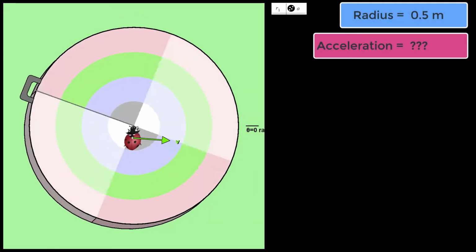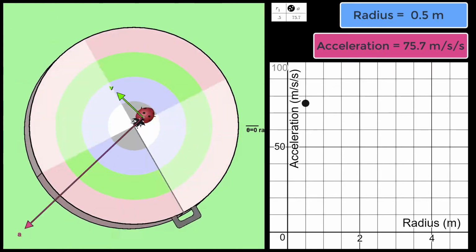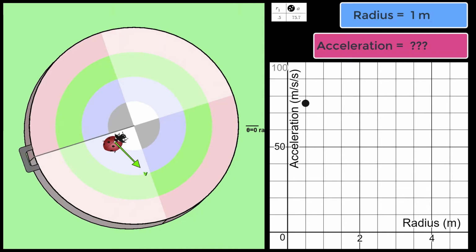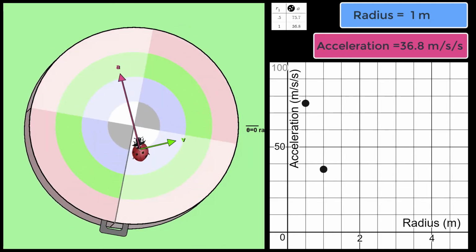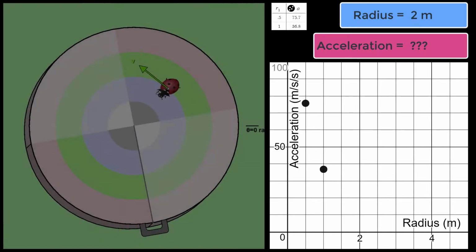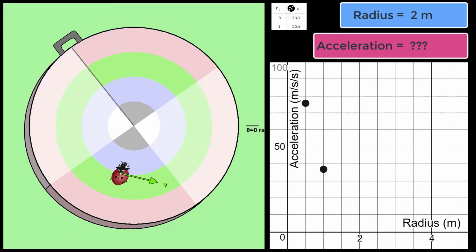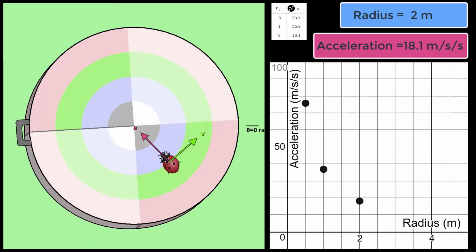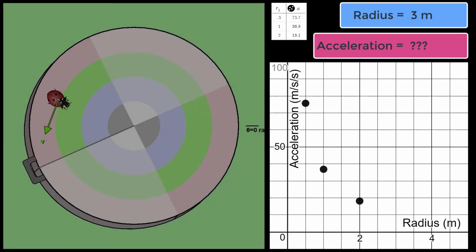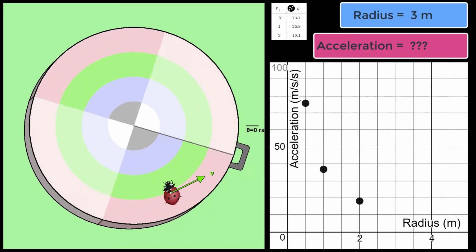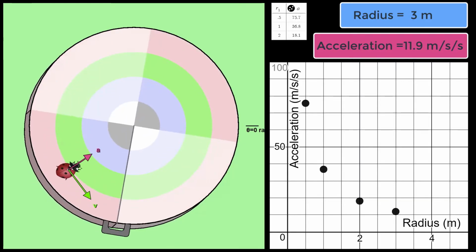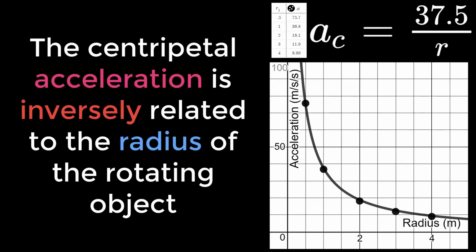In order to find the effect of the radius on the acceleration, we will need to keep the velocity the same. As we increase the radius, while keeping the speed of the spinning object the same, we notice that the acceleration decreases. However, it does not decrease in a linear fashion. As the radius increases, the acceleration decreases, but the amount at which it decreases also decreases. So I'm inclined to believe this is an inverse relationship. The centripetal acceleration is inversely related to the radius of the rotating object.